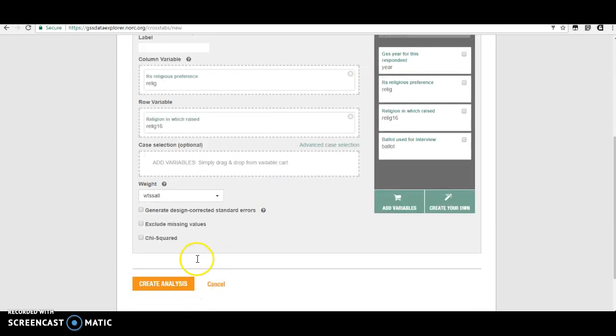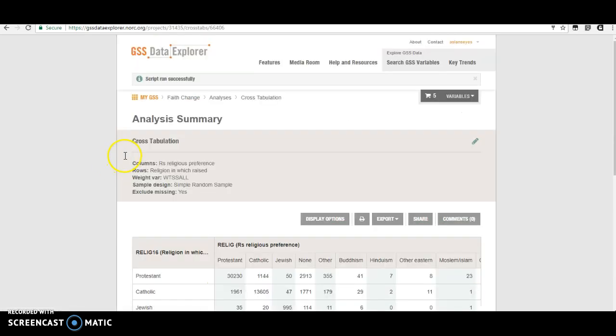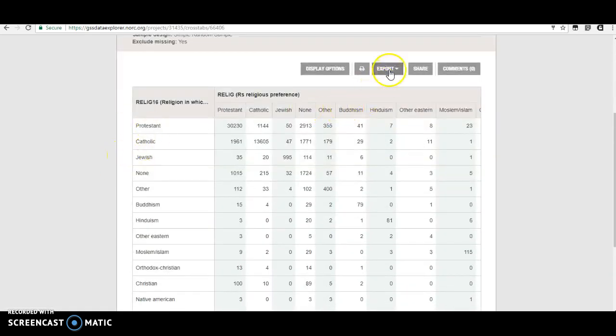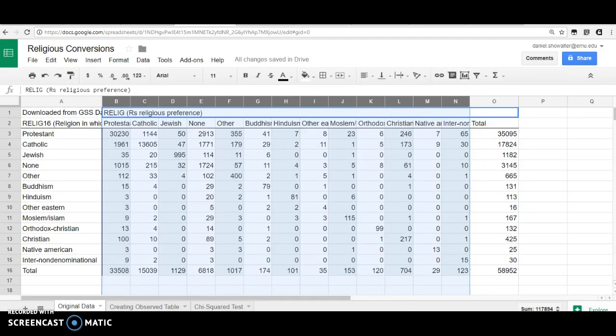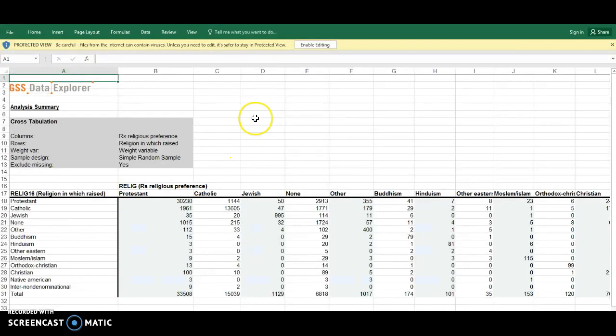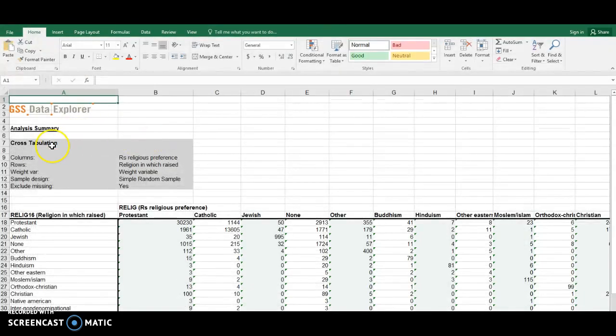So you get those. These are some different. I am going to exclude missing values for the sake of this, just to reduce some of the jumble. And we'll create that analysis. So we get a chart that looks like this. We can export it in Excel. Pull it up. It'll look something like this.